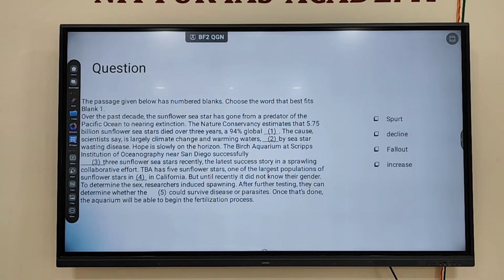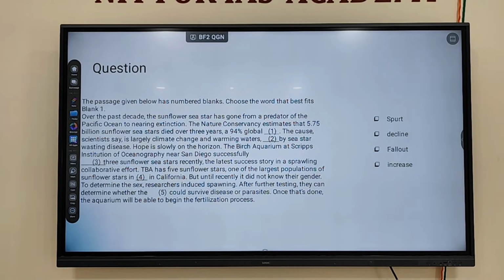Hope is slowly on the horizon. The Birch Aquarium at Scripps Institution of Oceanography near San Diego successfully dashed 3 sunflower sea stars recently, the latest success story in a sprawling collaborative effort.